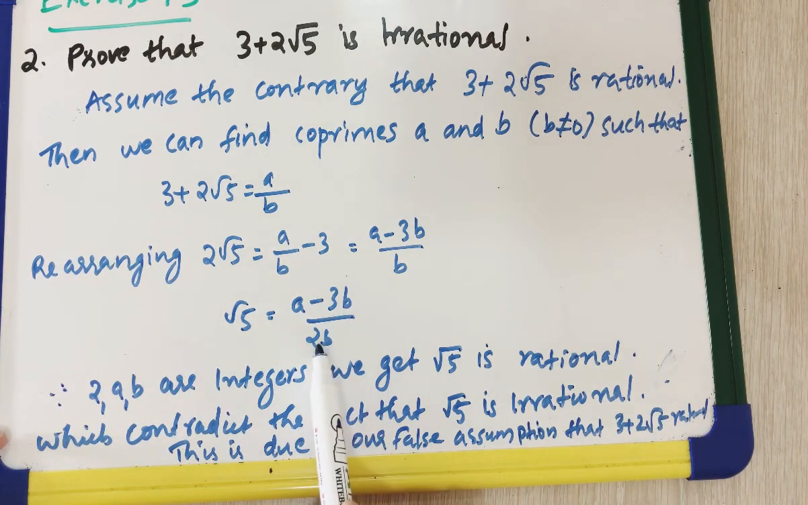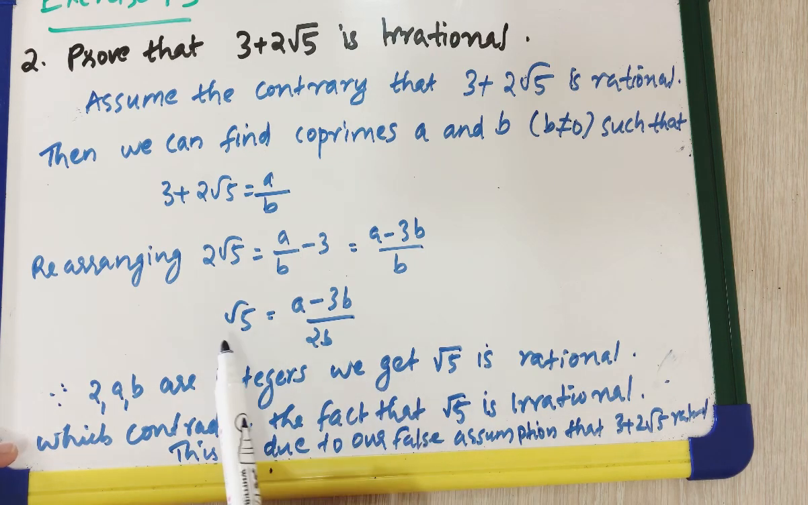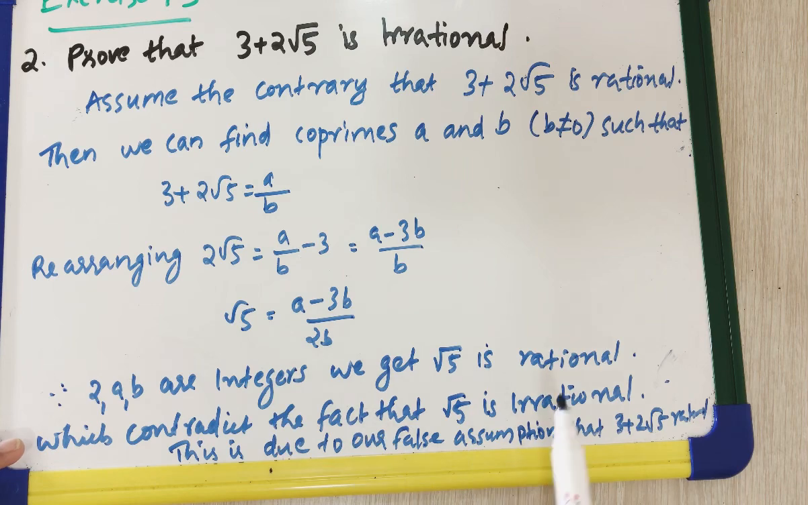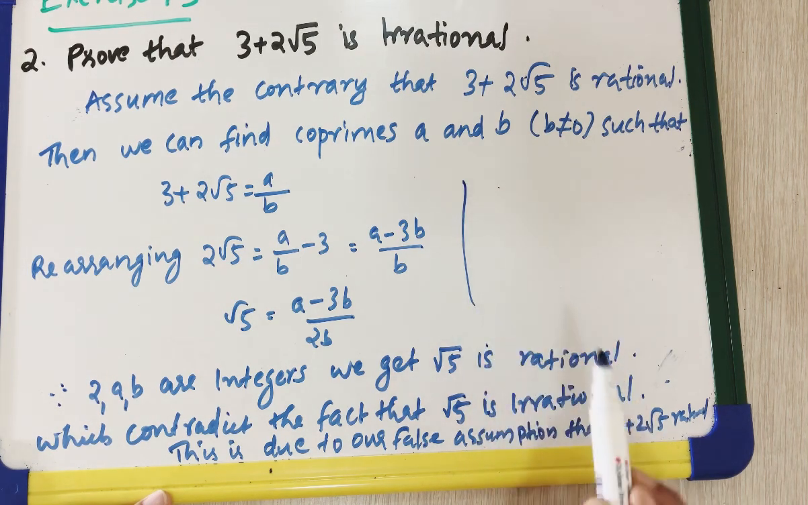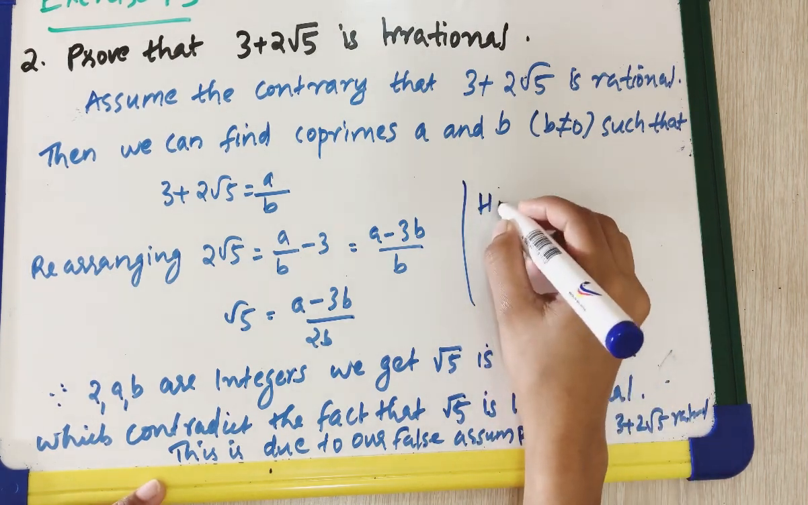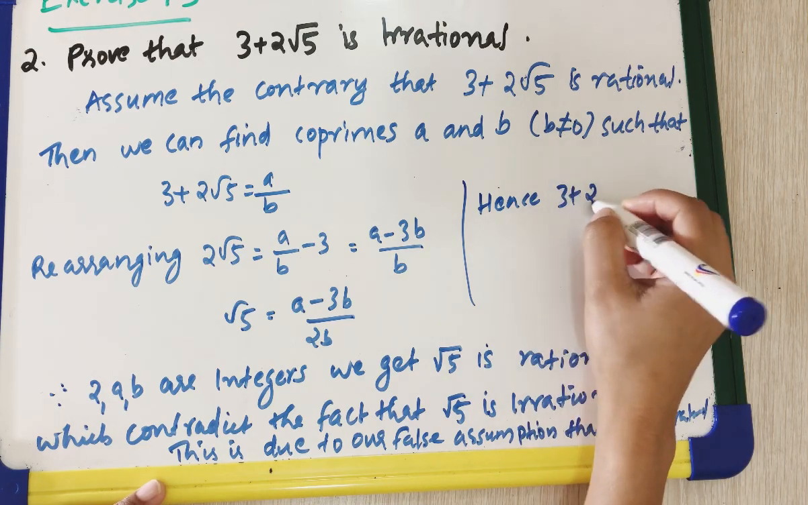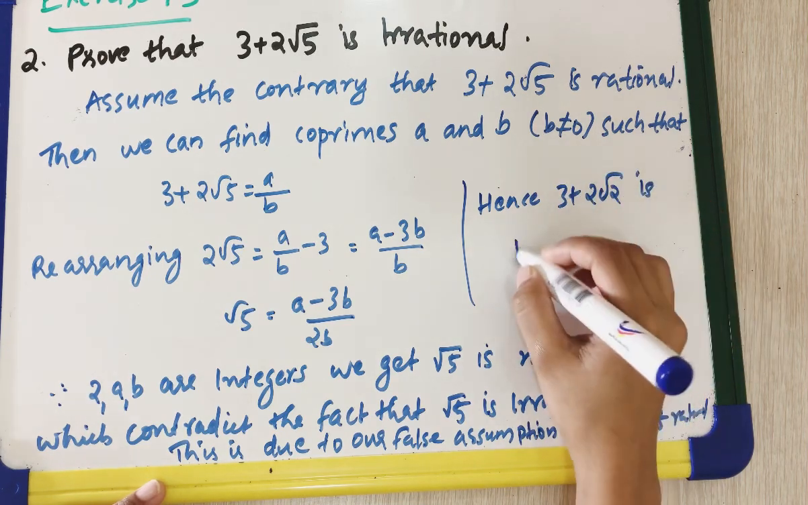Since a, b, 2 are integers, we get root 5 is rational, which contradicts the fact that root 5 is irrational. This is due to our false assumption that 3 plus 2 root 5 is rational. Hence, we can conclude that 3 plus 2 root 5 is irrational.